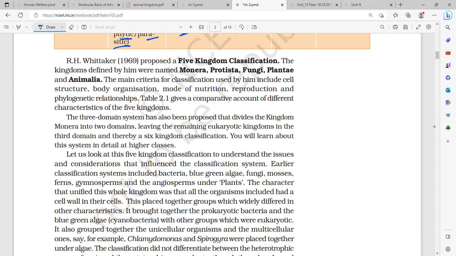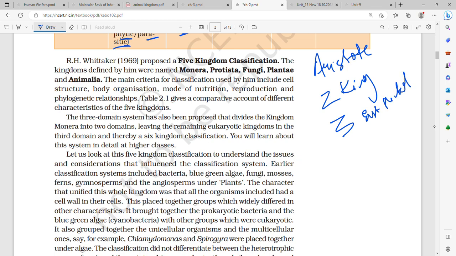So first, Aristotle divided plants into herbs, shrubs, and trees, and animals into those without RBCs and those with RBCs. Then came the two kingdom classification by Carolus Linnaeus, who gave Plantae and Animalia. Then came the three kingdom classification by Ernst Haeckel. What did he do? He added a third kingdom, Protista.